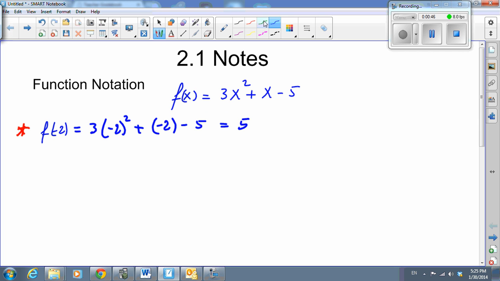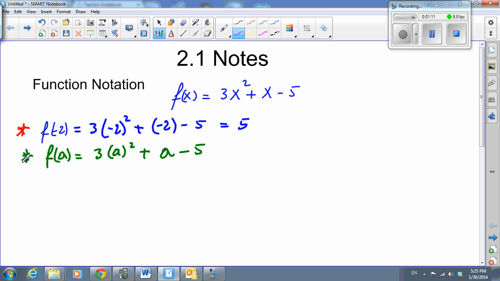Now, beside f of negative 2, I can also ask you to find f of a. To find f of a, just like you saw on your after party, all you have to do is plug in a, meaning 3 times a squared plus a minus 5. And of course, these parentheses are not really needed.